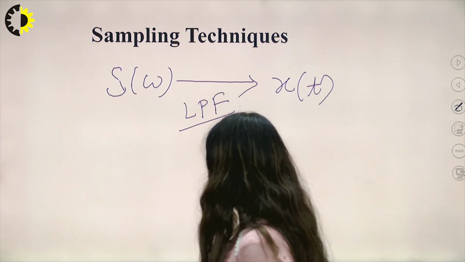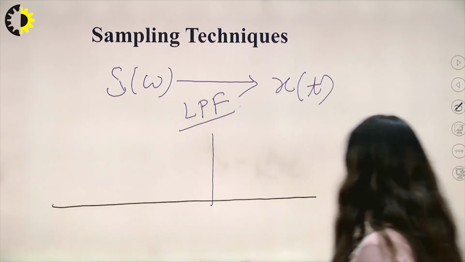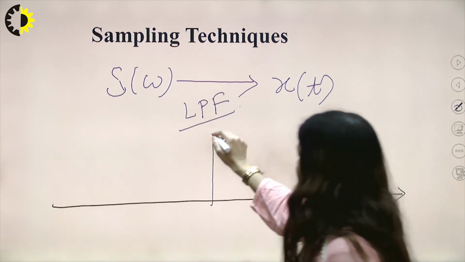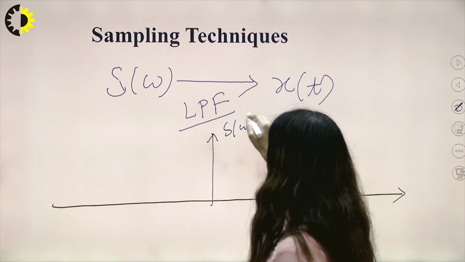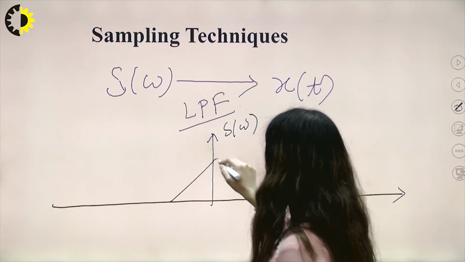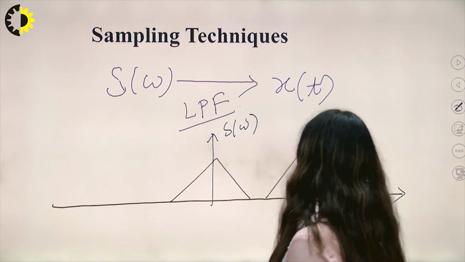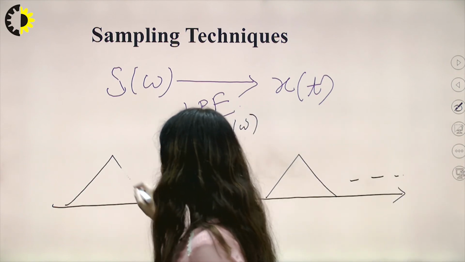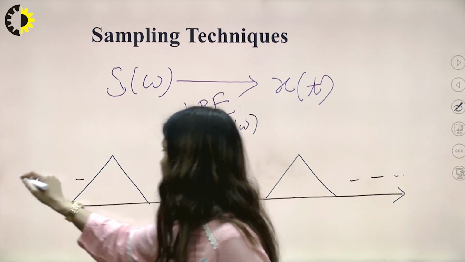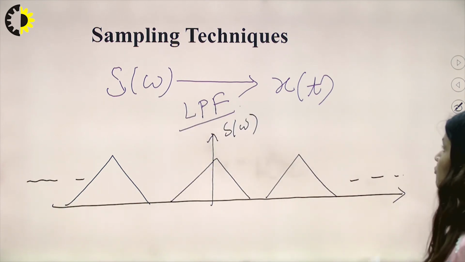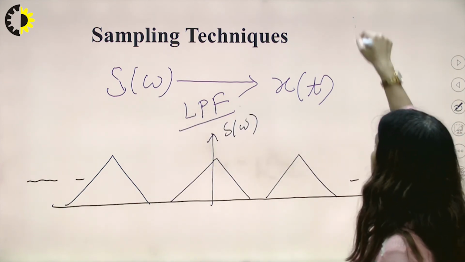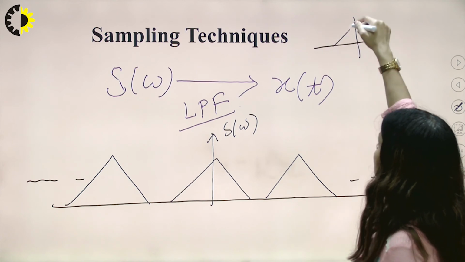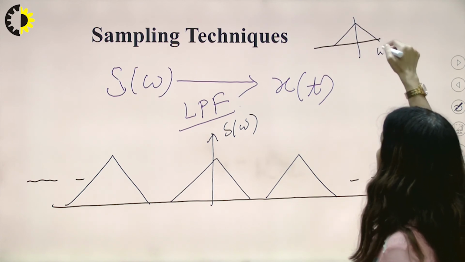I told you that this is the spectrum of S of omega, like this and so on. I am just plotting two or three copies. And what was the spectrum of my original signal? This is the spectrum of my original signal.